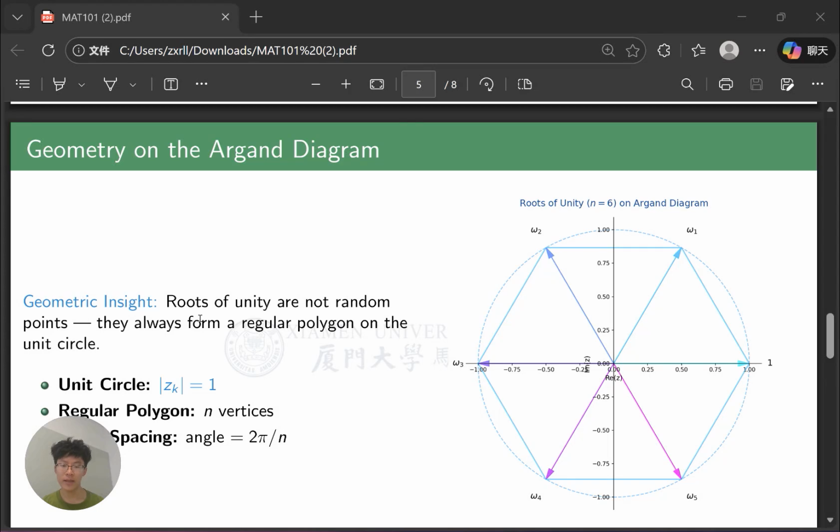Equal spacing. The angle between any two adjacent vectors, say omega 1 and omega 2, is exactly 2 pi over 6, or 60 degrees. This visual representation is powerful because it reveals the hidden structure that the algebraic equation z to the 6 equals 1 doesn't explicitly show.